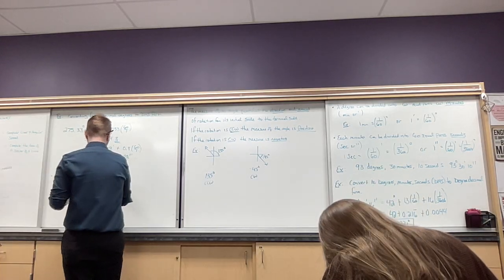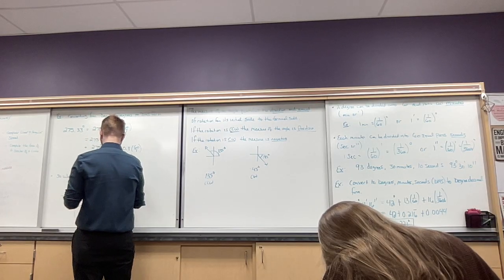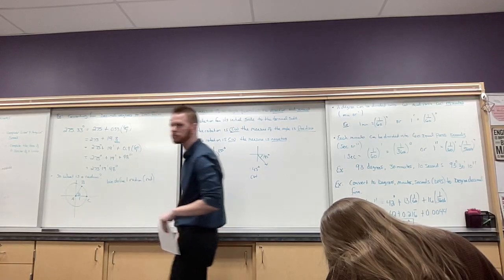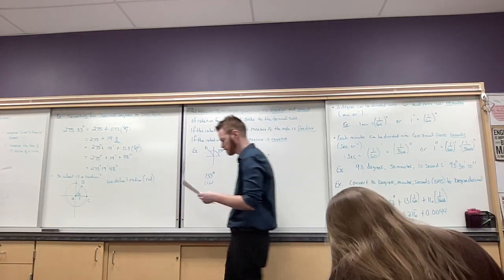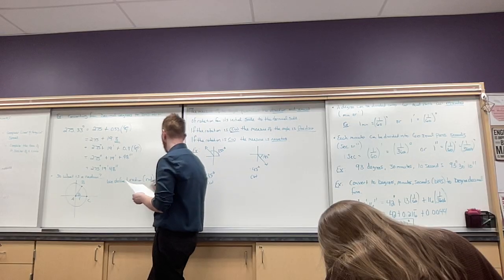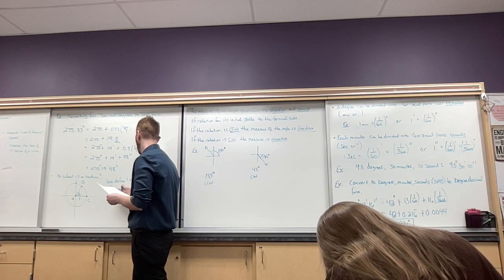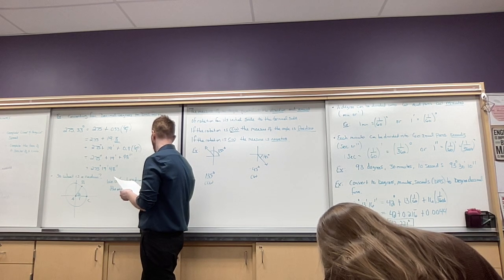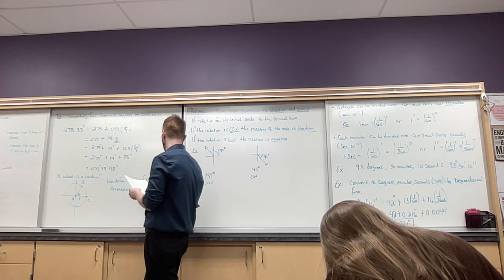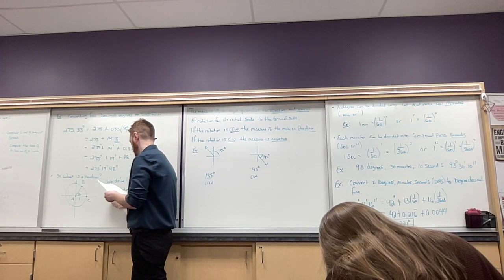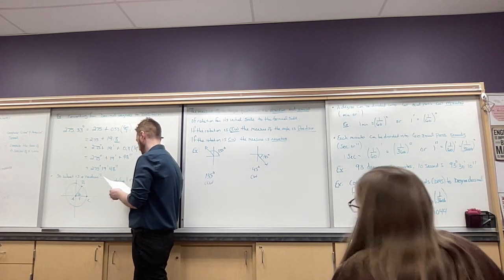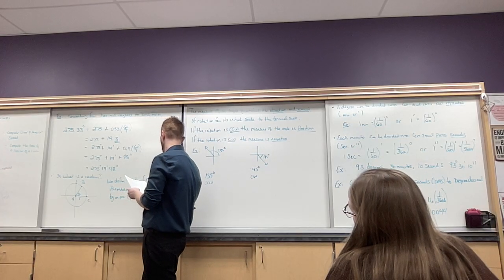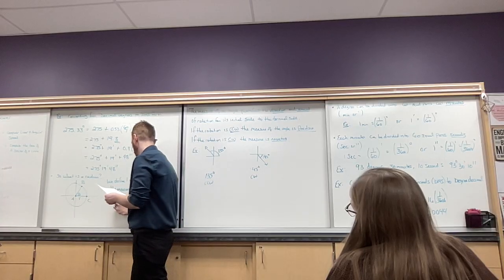So, we define 1 radian, which we can abbreviate to rad, R-A-D, okay? To be the measure of an angle subtended by an arc equal to the length of the radius.